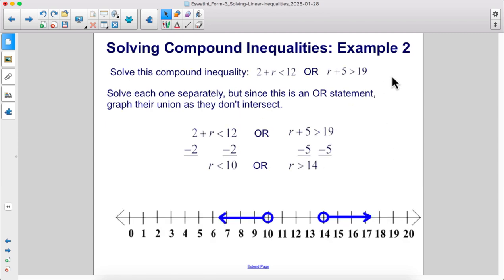Solve this compound inequality. 2 plus r is less than 12, or r plus 5 is greater than 19. Solve each one separately, but since this is an OR statement, graph their union as they don't intersect. So here we're going to subtract 2 from both sides, and we get r is less than 10, shown here. Or here we're going to subtract 5 from both sides, and we get r is greater than 14, shown here.